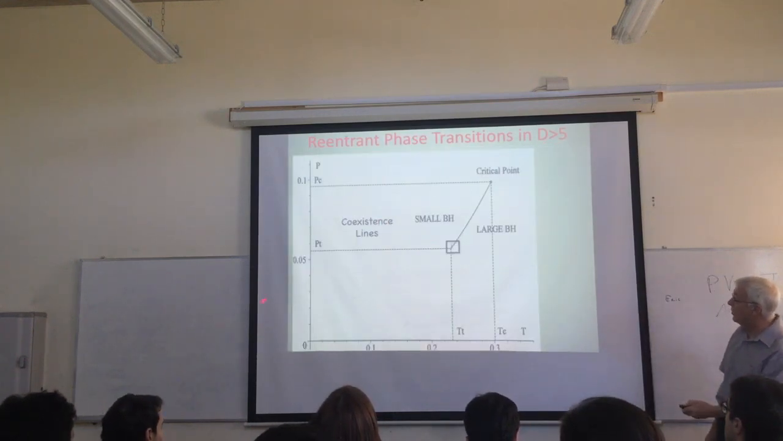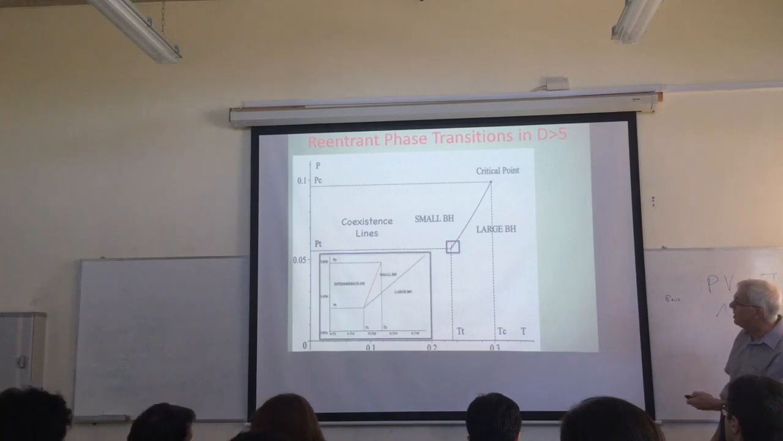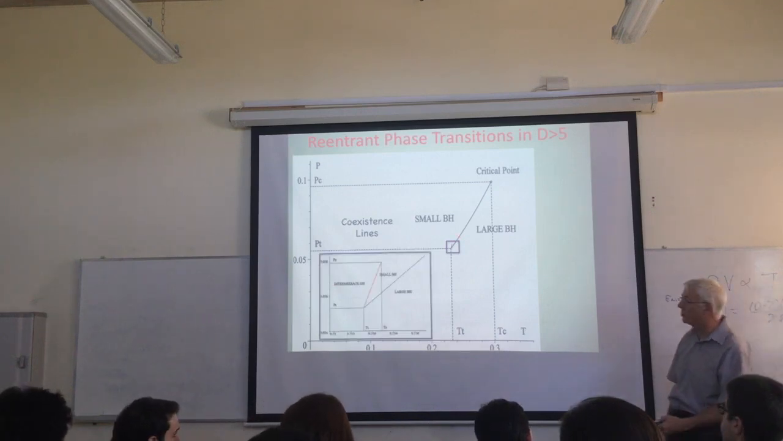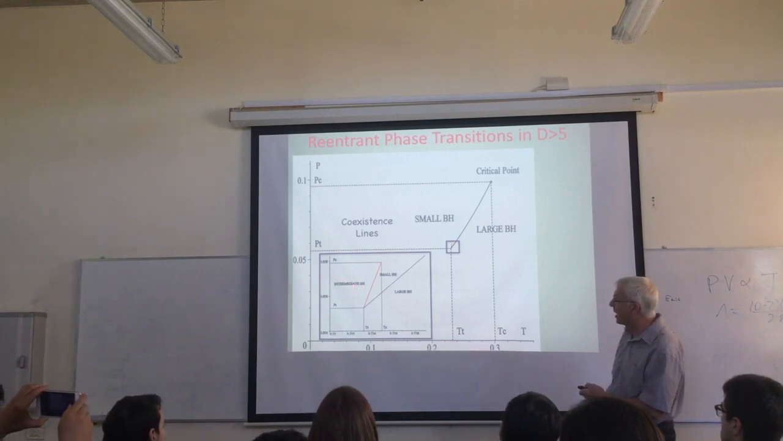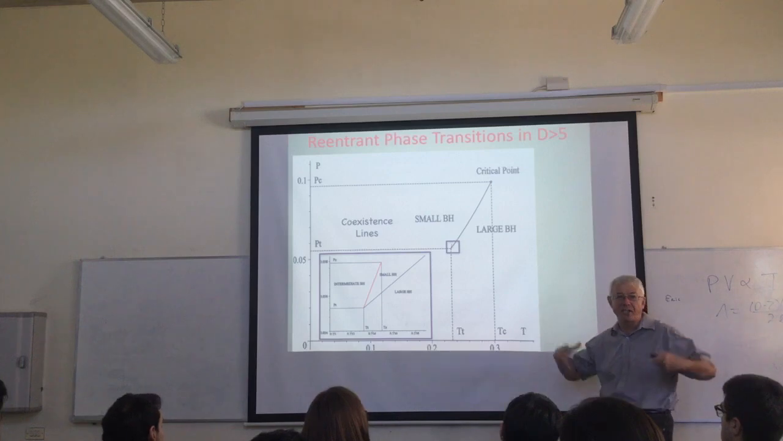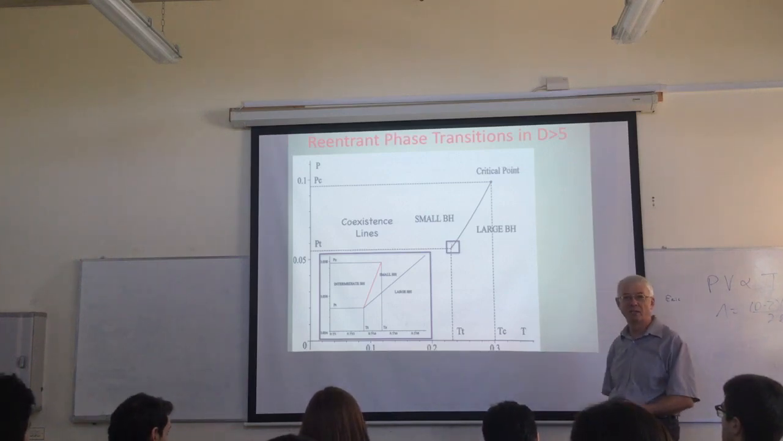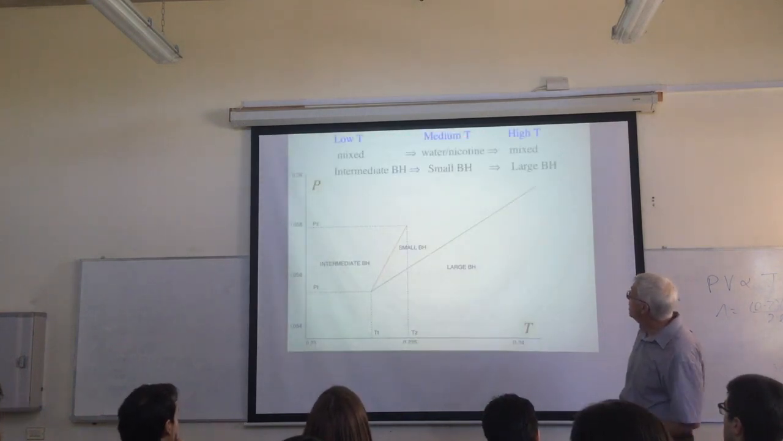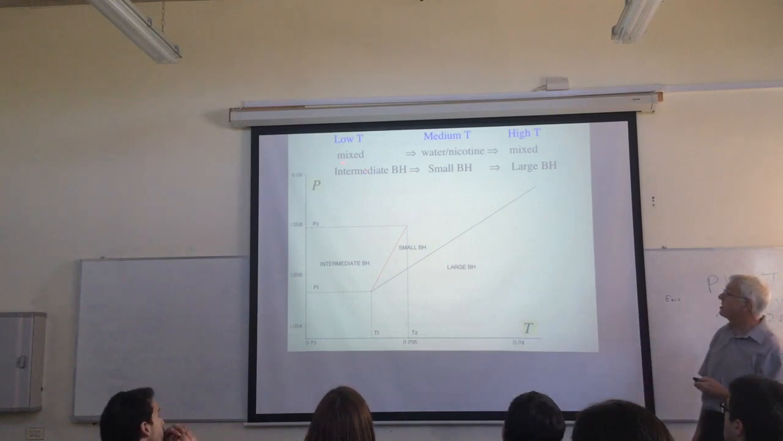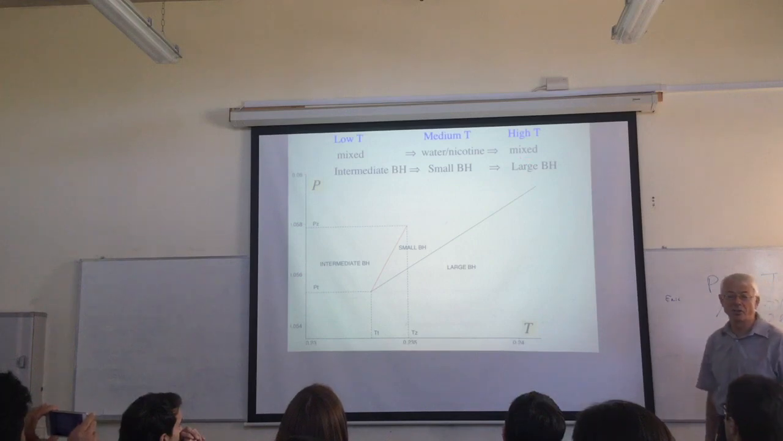Here is what it looks like on the pressure versus temperature diagram. This is the coexistence line with the critical point. This tiny region zoomed in here is the reentrant thing. Large, small, we call it intermediate because these black holes are smaller than those, but qualitatively they're big. Quantitatively they're not as big. So there it is again, and here's the analogy. Mixed is like intermediate, separate is like small, mixed is like large.